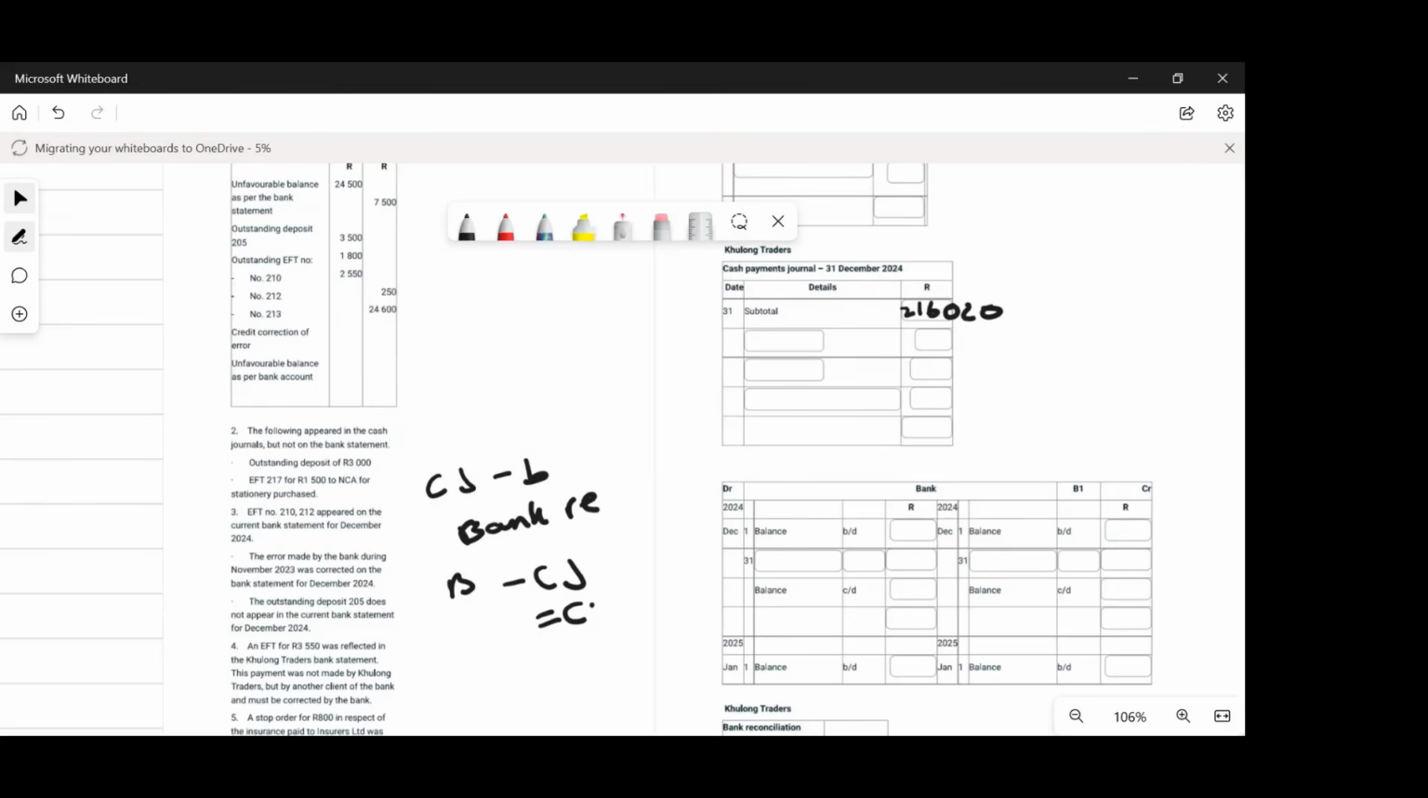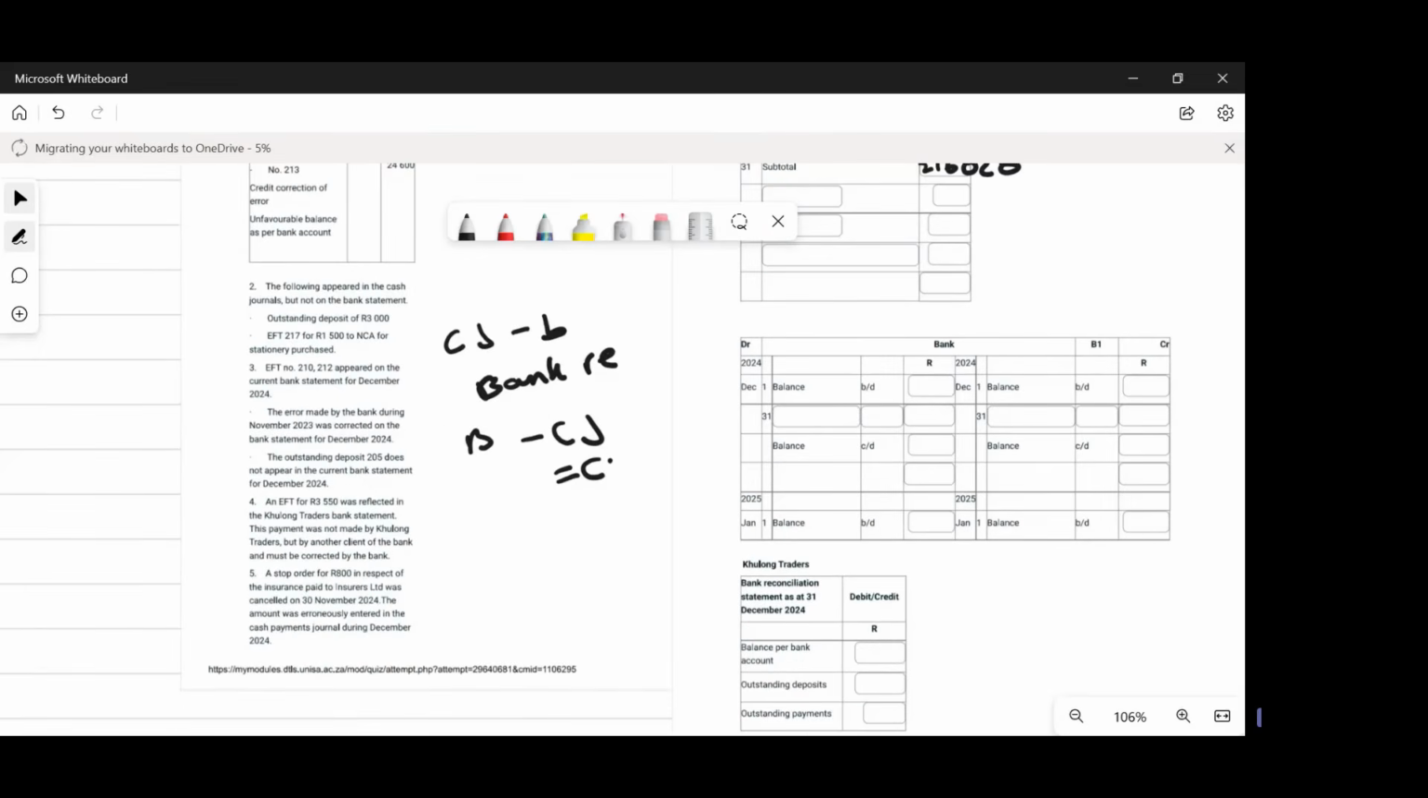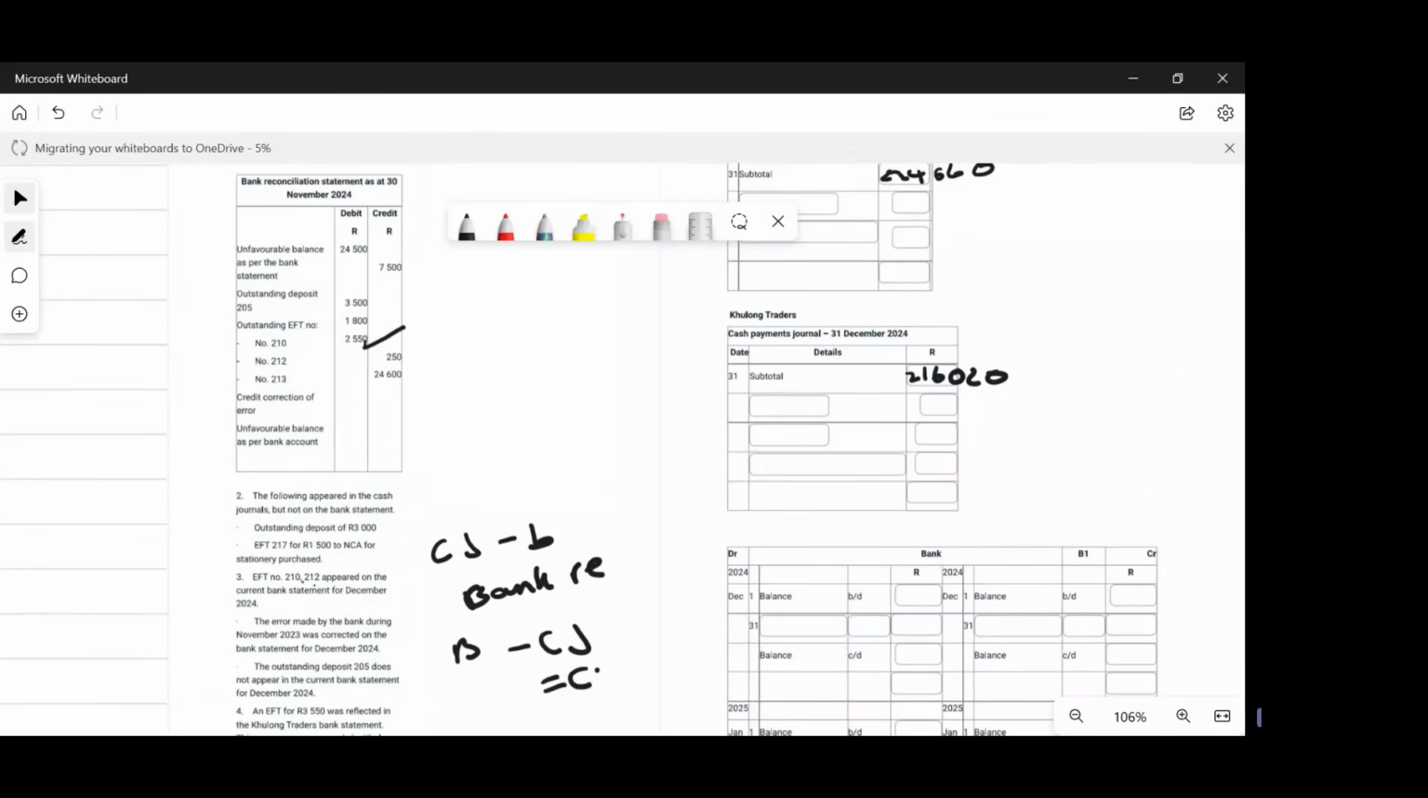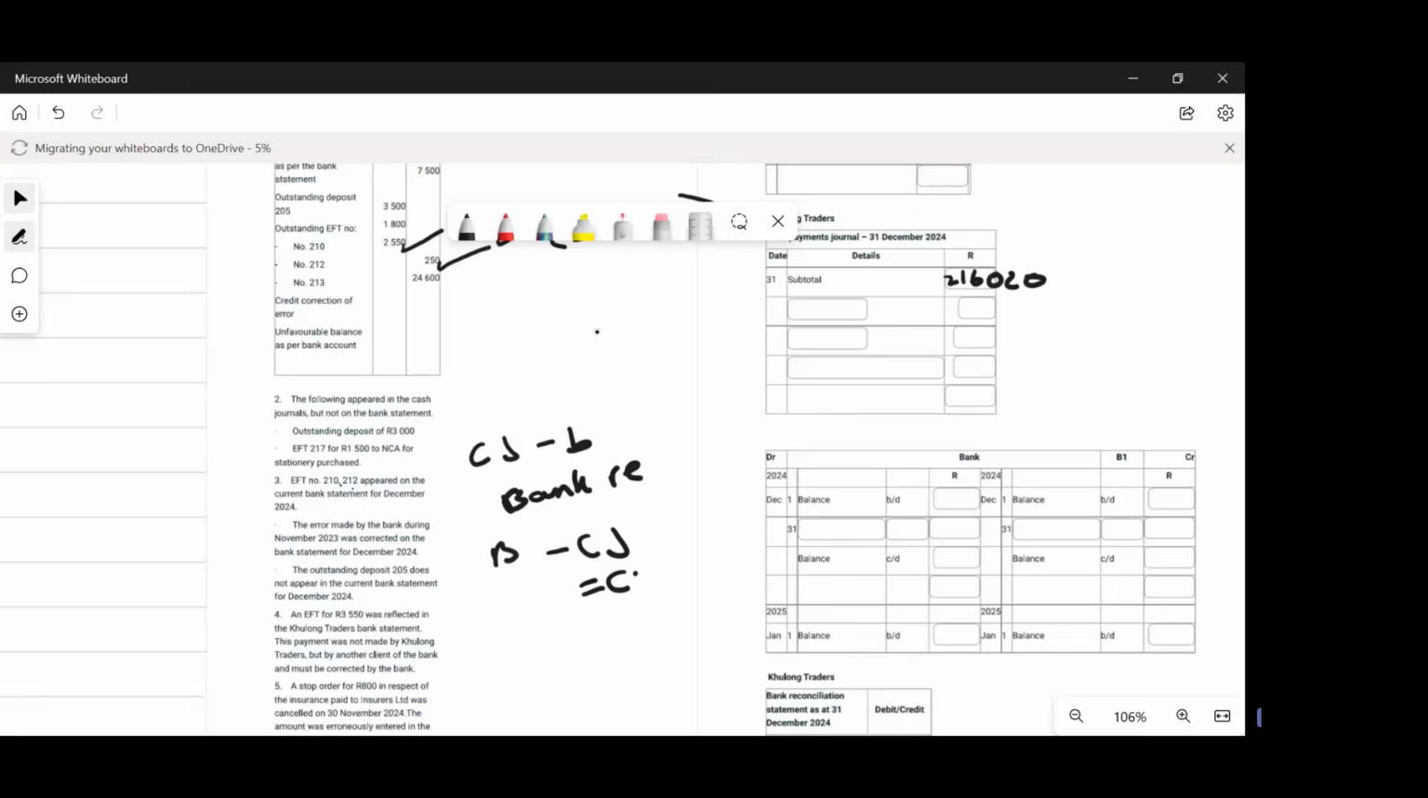Yes. All right. So now you need to check. Here you can see it says EFT number 210 and 212 appeared on the current bank statement for December, which means they have recorded these two in the bank statement as well, to say we have seen this transaction and we have recorded it on our side. So which means you just tick it off. It's now done and dusted.